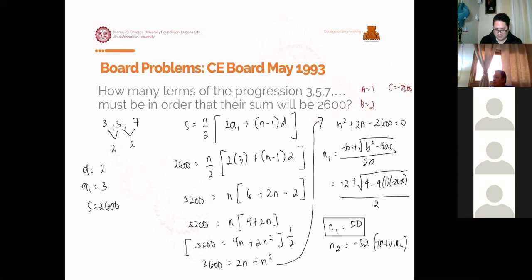Okay. Tapos sir, may mas madaling formula? Sir, wala tayong mas madaling formula.